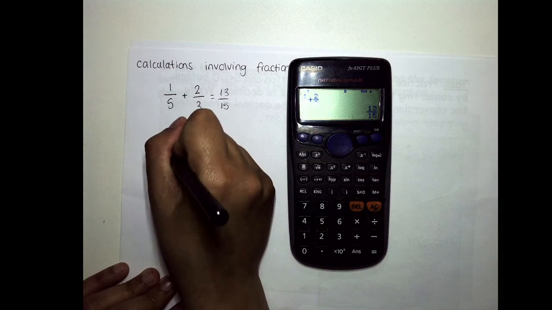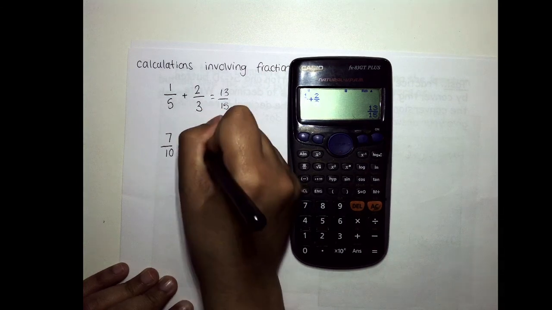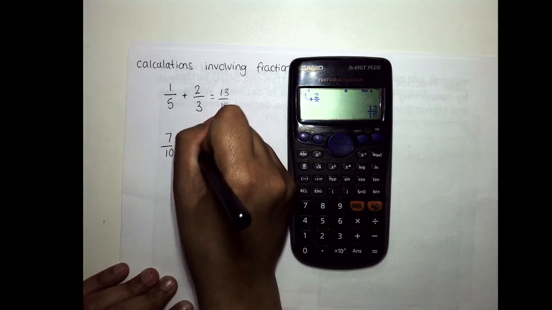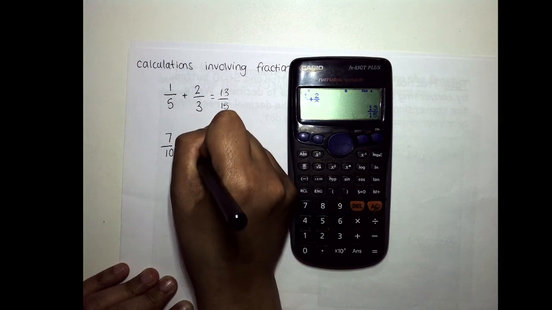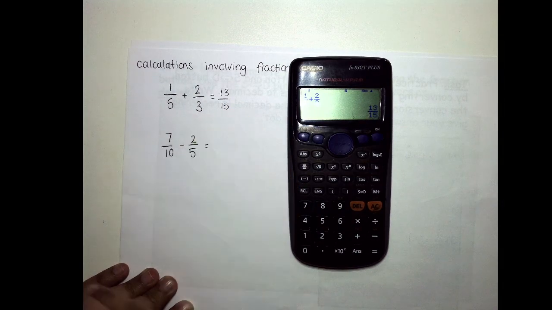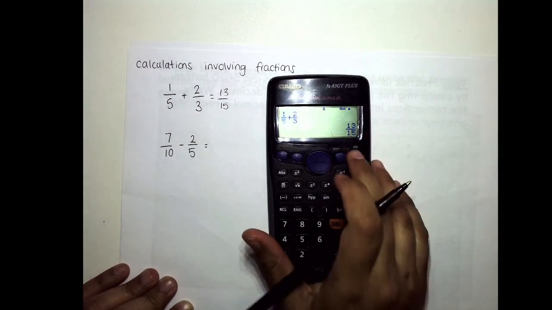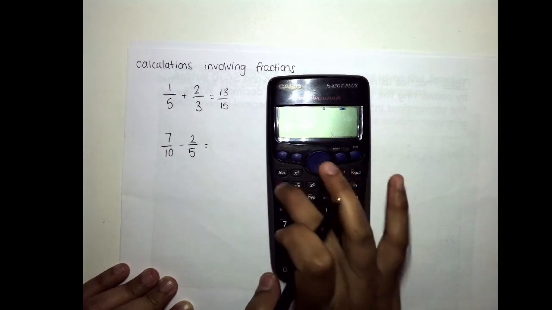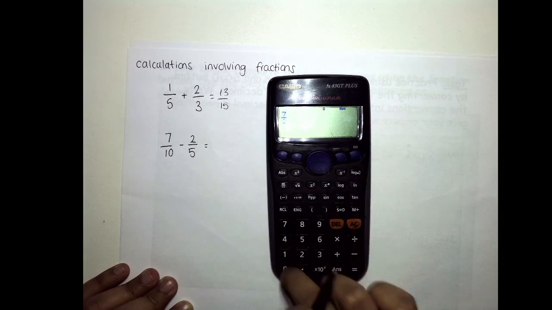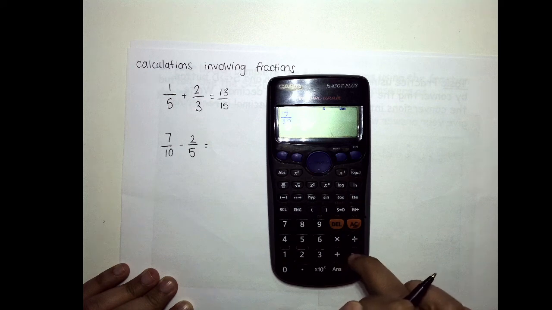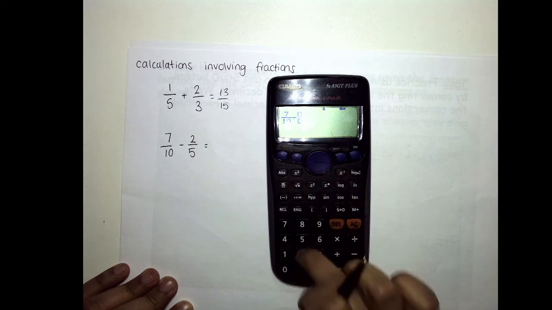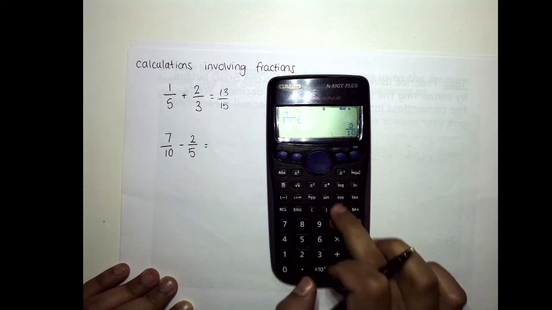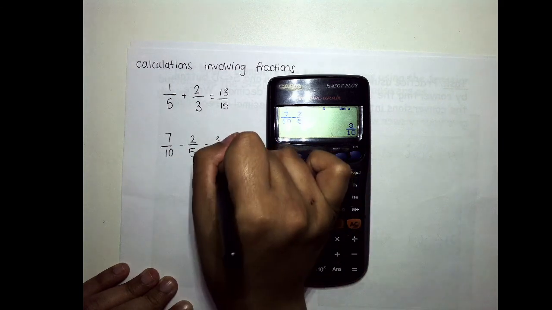So if I want to know 7/10 take away 2/5, and I want to know what the answer is to that. Get my calculator again, clear it, and I will press fraction, 7/10, and then moving on, subtract another fraction, 2/5, and that gives me the answer of 3/10.